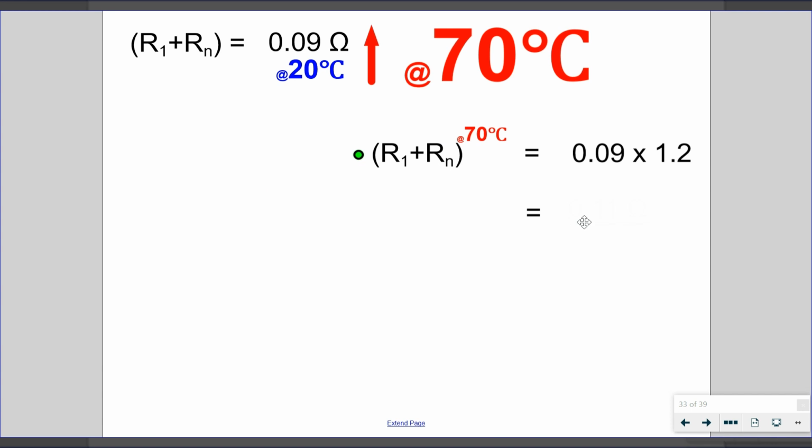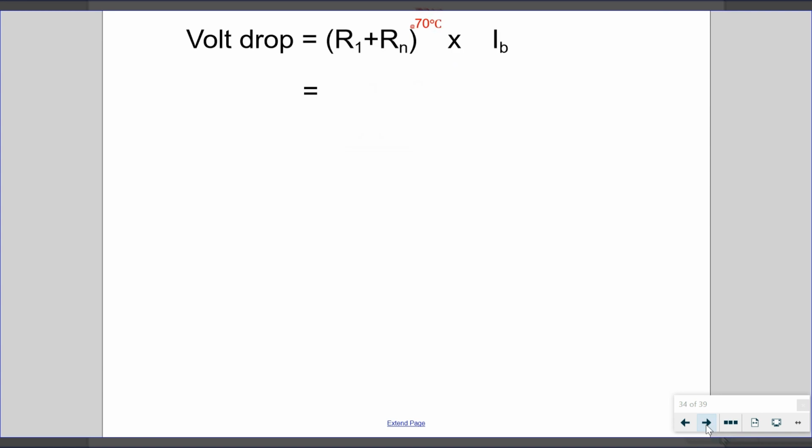Okay, so 0.09 times 1.2 gives us a value of 0.11 ohms. So the R1 plus Rn value at 70 degrees C is 0.11 ohms. Now remember, this is not a final answer, this is just a step towards that final answer. So for the volt drop, we take that R1 plus Rn value at 70 degrees C and multiply it by the design current. So 0.11 times 34 amperes gives us a volt drop of 3.74 volts.